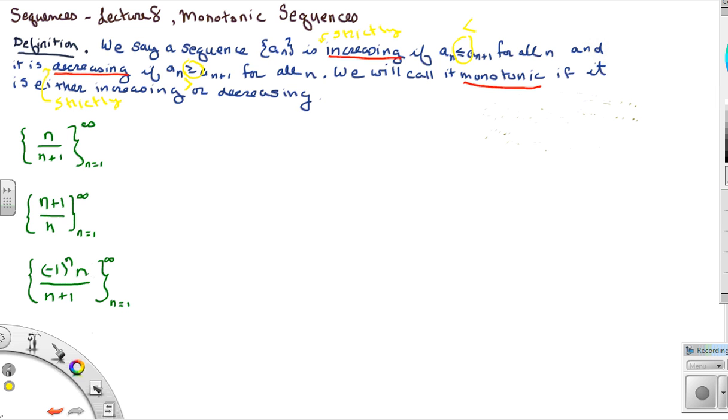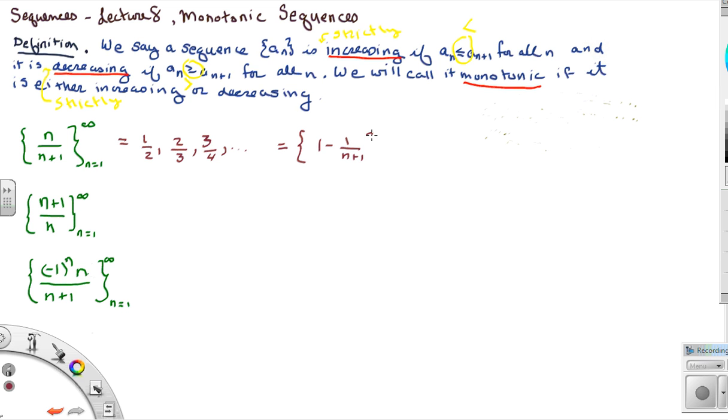Now, I have a couple of sequences here, two of which you should recognize from the last video on bounded sequences. If you recall, this is the sequence 1/2, 2/3, 3/4, and so on down the road. And we had written it as 1 minus 1 over n plus 1.